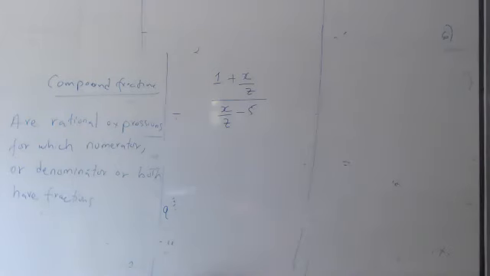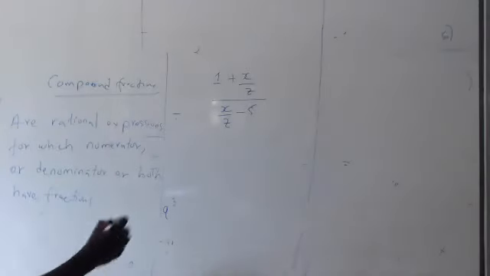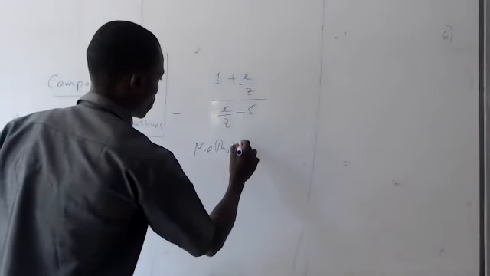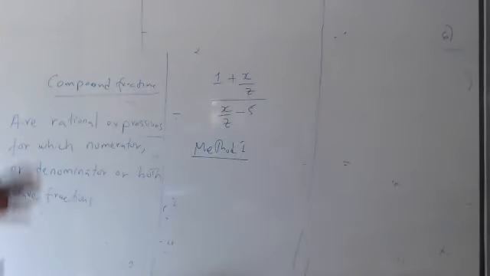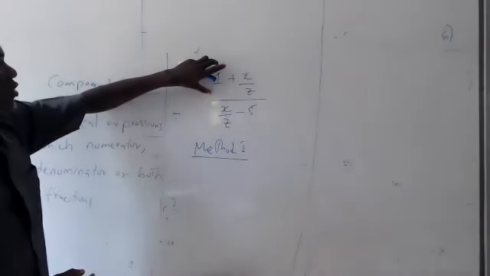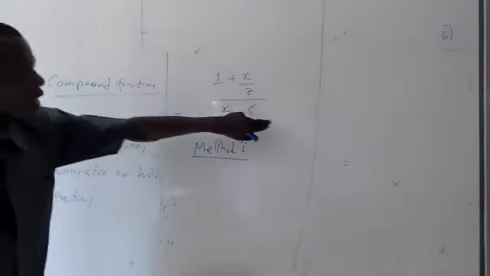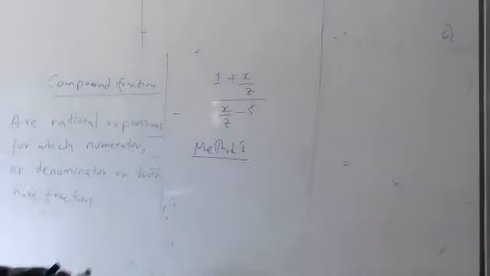There are two approaches in dealing with this. So in the first method, write each of the components as a single fraction. So write the numerator as a single fraction under the common denominator, and also write the denominator as a fraction under a common denominator. Then proceed in the usual way of dealing with rational expressions, division of expressions.